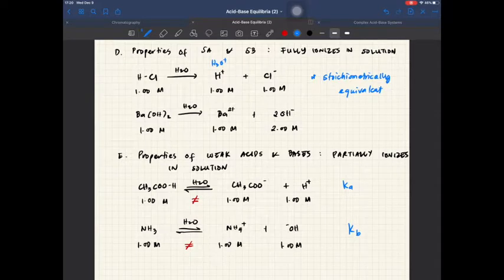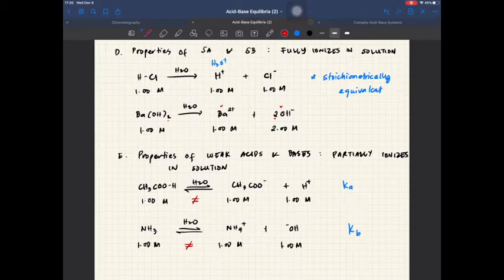Similarly, that also follows for strong bases. Strong bases such as barium hydroxide, when ionized in water, will produce barium cation and hydroxide anions. Since there are two hydroxide ions bound to barium, upon dissolution in water or upon ionization, 2 moles of hydroxides are produced.